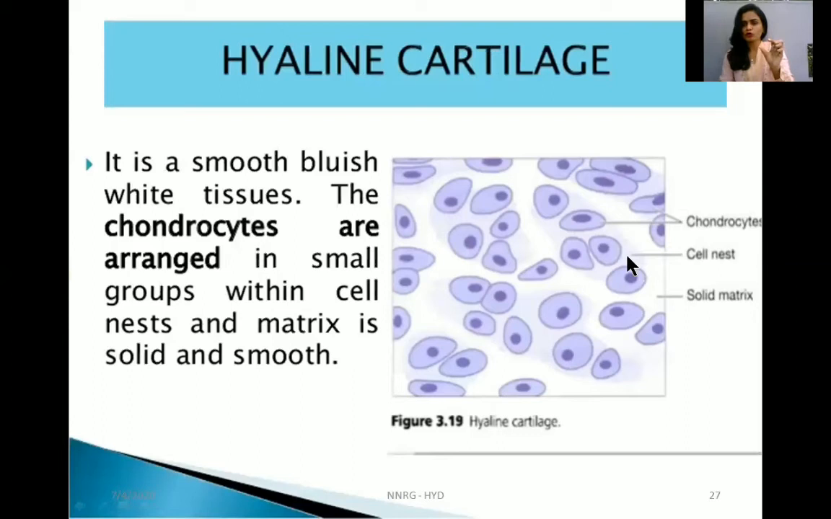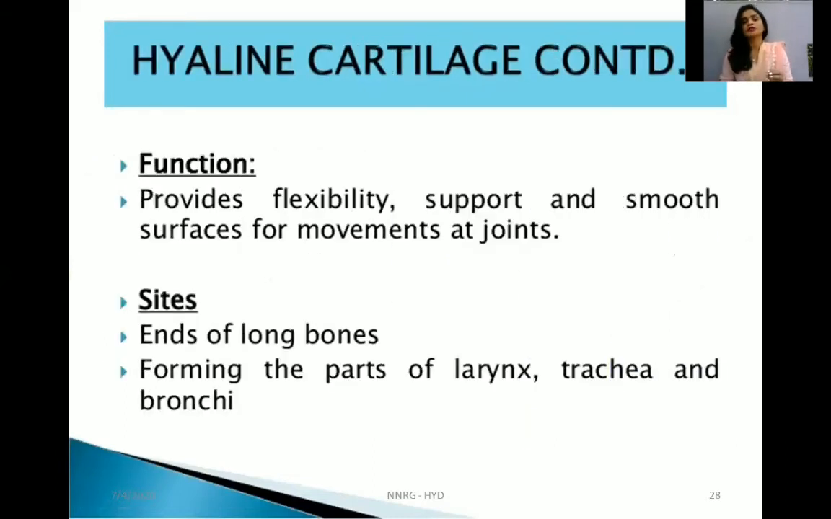A group of chondrocytes, which are the cells of hyaline cartilage, are suspended in a cell nest, and the matrix that is present here is solid. Solid ground substance, or the extracellular matrix, is present here. The functions of hyaline cartilage are that it provides flexibility, supports the smooth surface, and supports the movement of the joints. It is usually present just above the bone. It caps the bone, and that's why it helps in the movement of the joint.